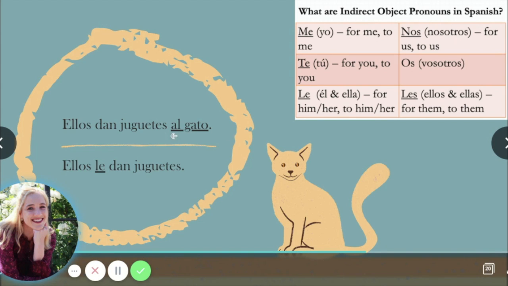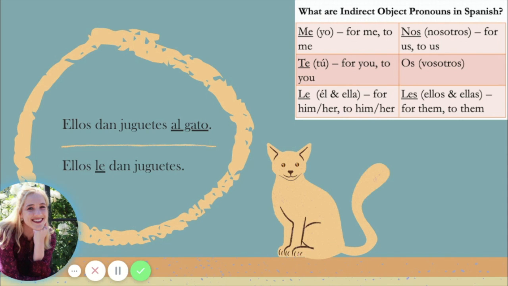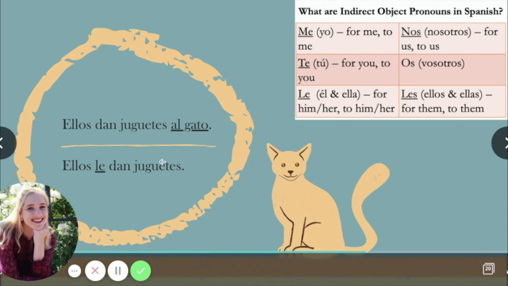Okay. Ellos dan juguetes al gato. So they give toys to the cat. So we can say al gato. If it's a boy cat, we could say a él, or a girl cat, a ella, right? Or we can take that out and replace it with the pronoun le. Ellos le dan juguetes.